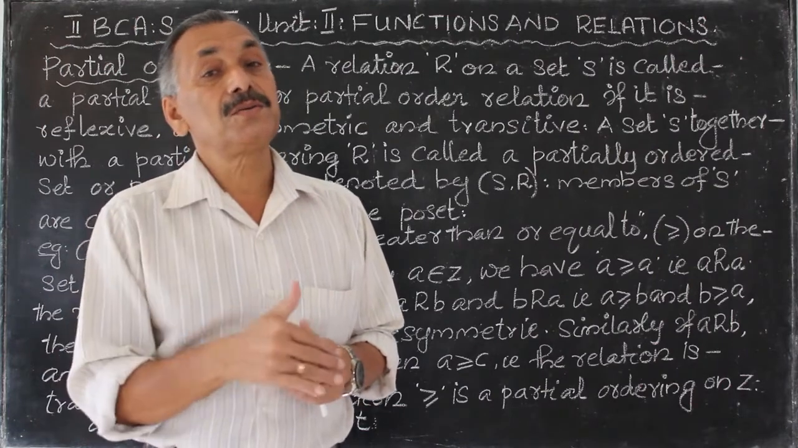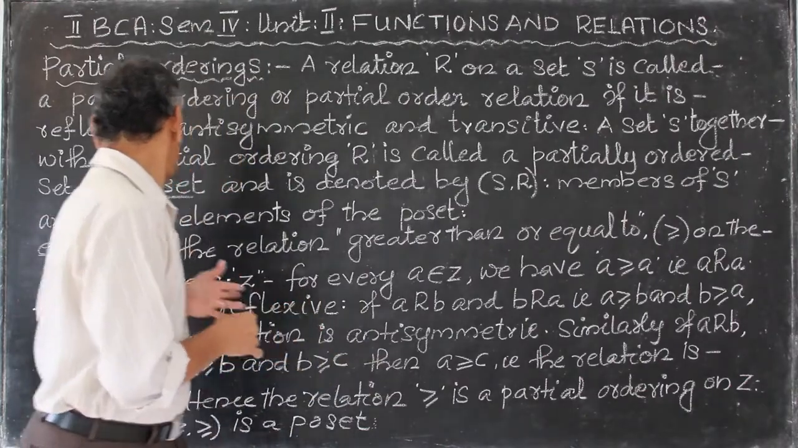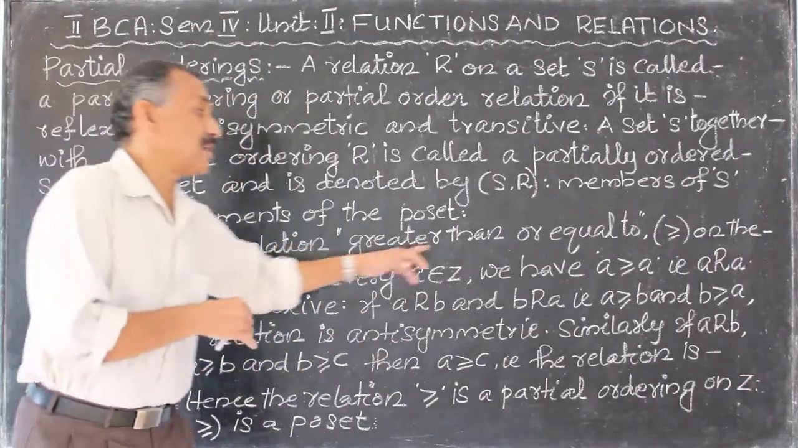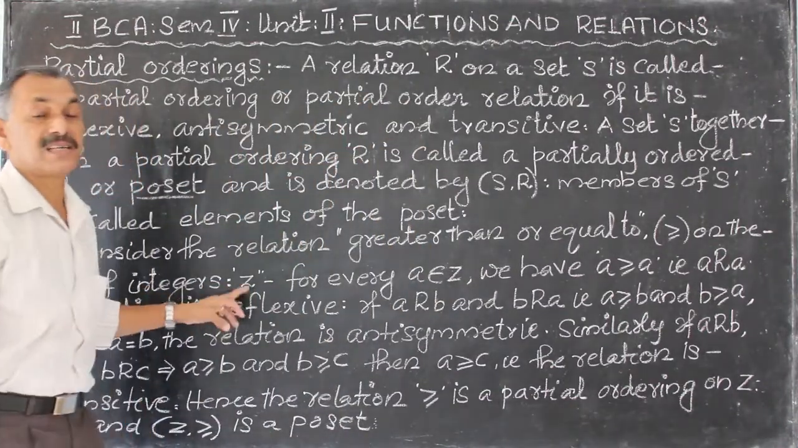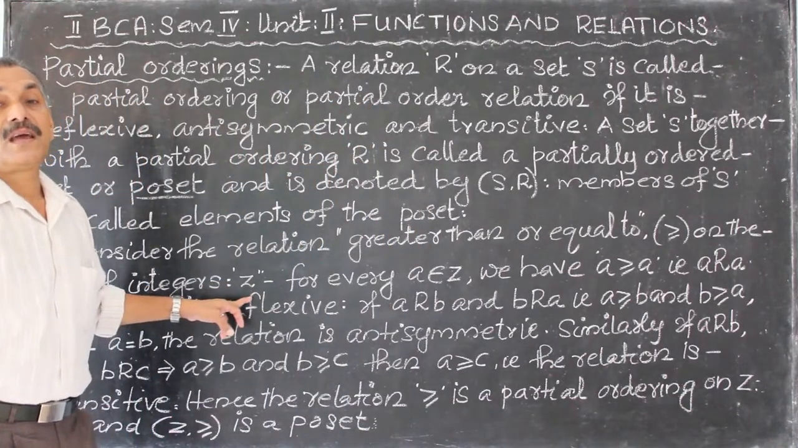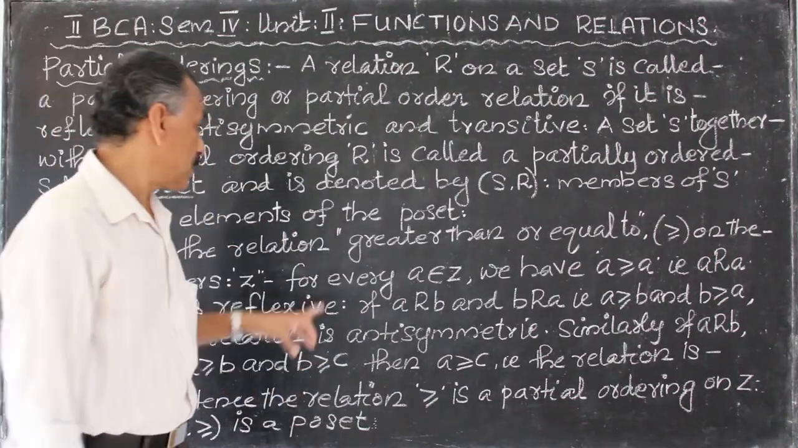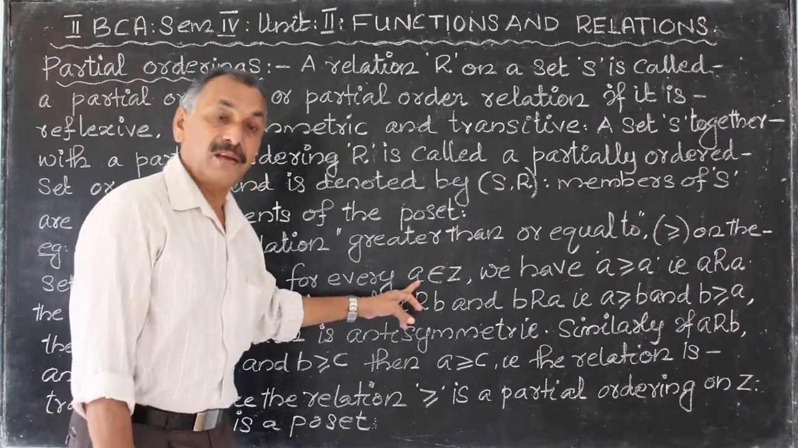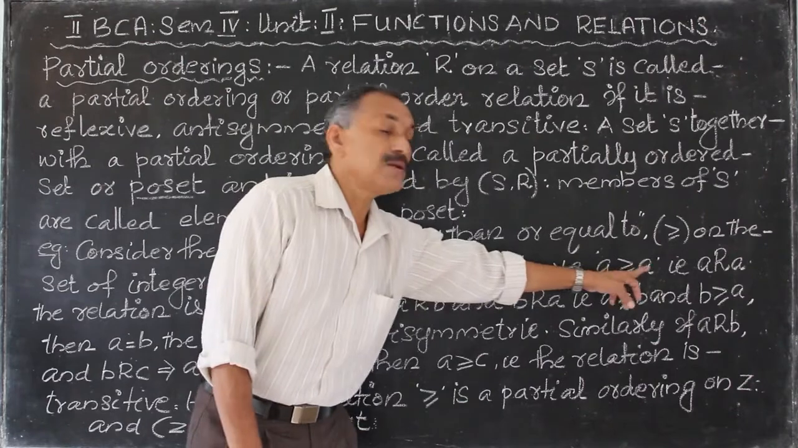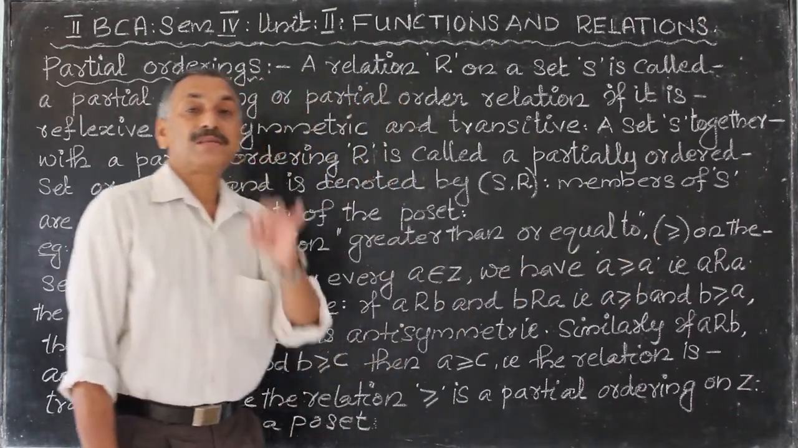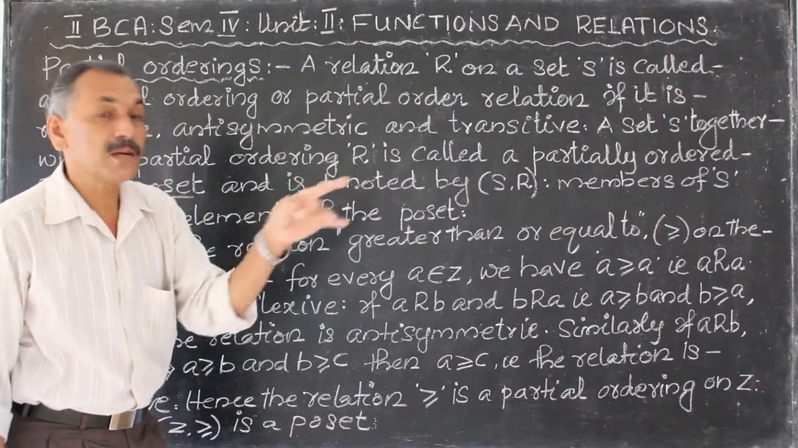Whatever, consider the relation greater than or equal to on the set of integers Z. A related to B means A greater than or equal to B. For every integer A, we have A greater than or equal to A, and A related to A. That is, every integer is related to the same integer, so the relation greater than or equal to is reflexive.